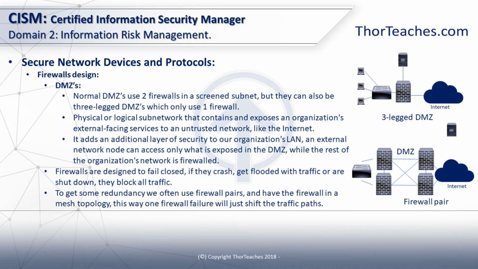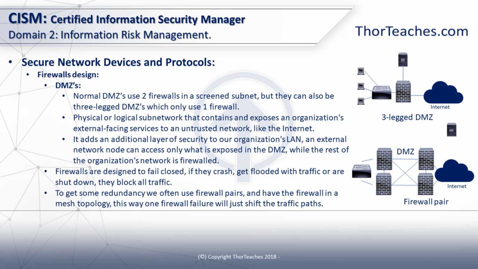Let's look a little more at DMZs. A normal DMZ would use the two firewalls we looked at in the screened subnet, but it could also be a three-legged DMZ with only one firewall. One connection to the internet, one connection to the DMZ where the hardened host lives, and then one connection to our internal network. It is more secure, but again it has that single point of failure. What we really want in our firewall design is a full mesh like the picture at the bottom.